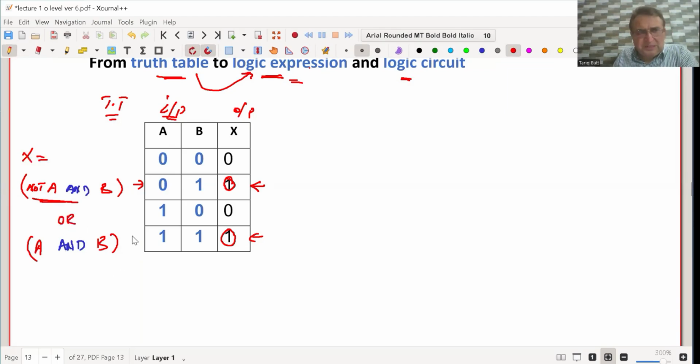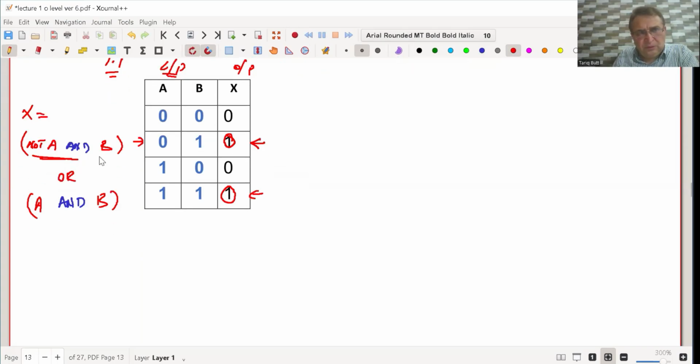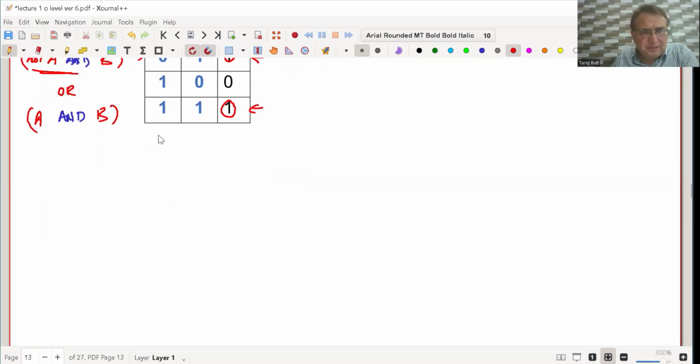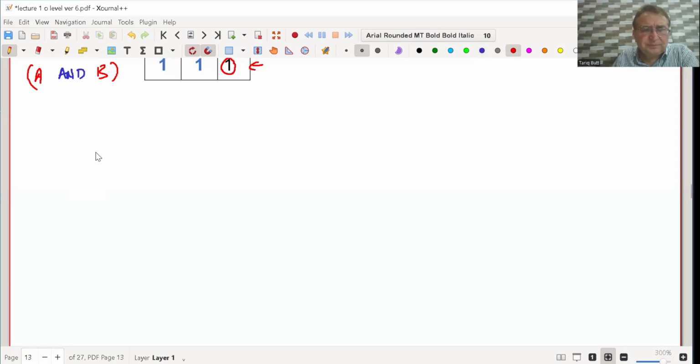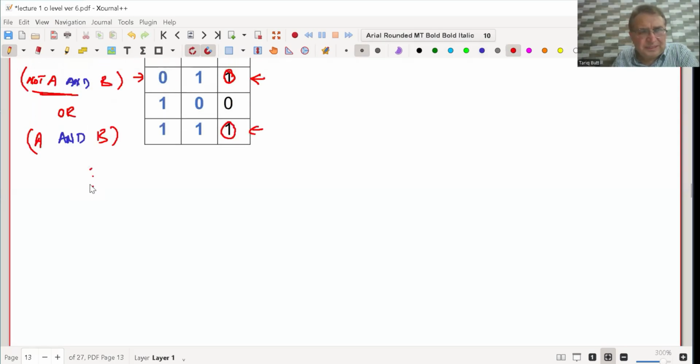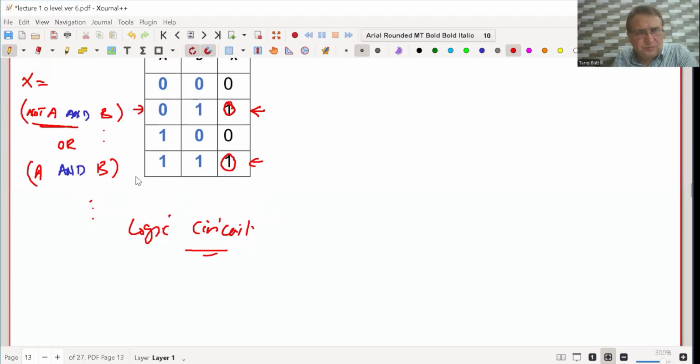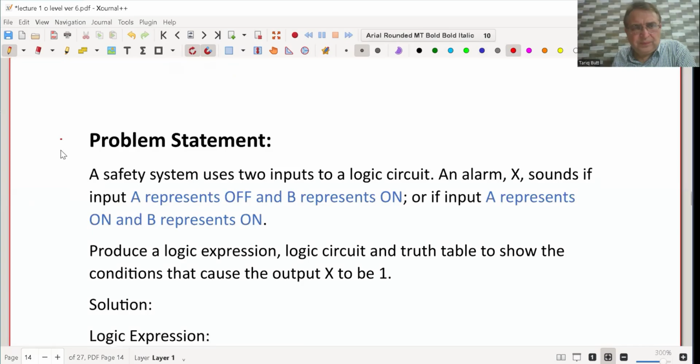And once you know how to write down the logic expression from the truth table, the next thing is to draw the logic circuit from this expression. This we had seen earlier as well. So I hope you can do this on your own. Fine. Okay, so move to the next example.